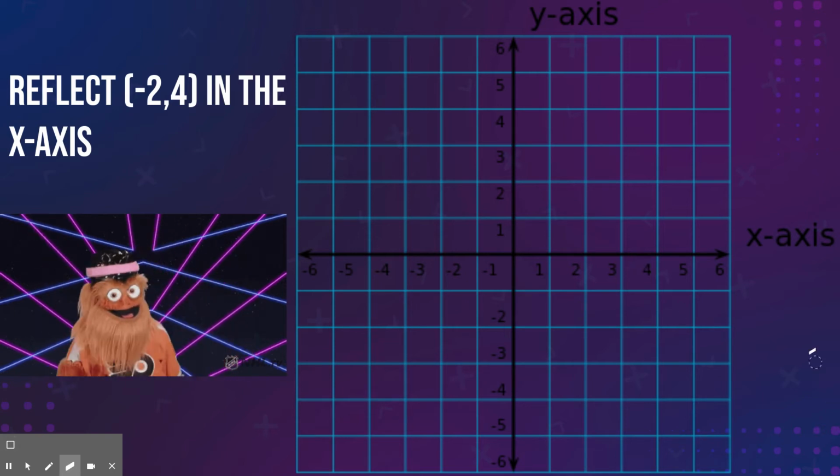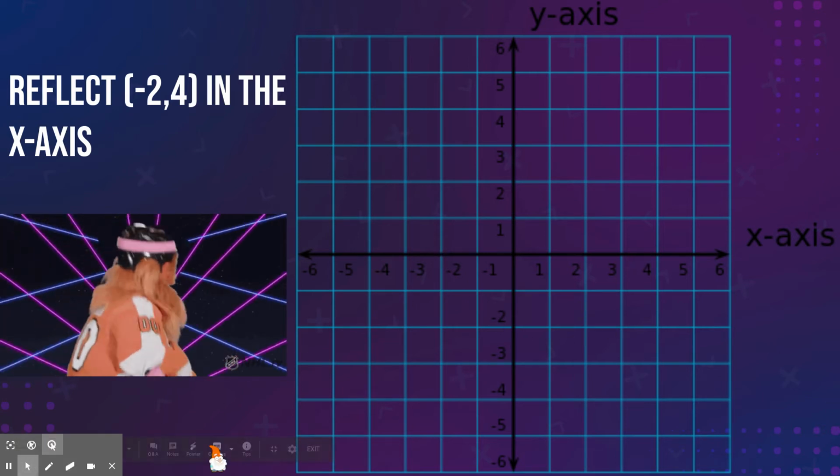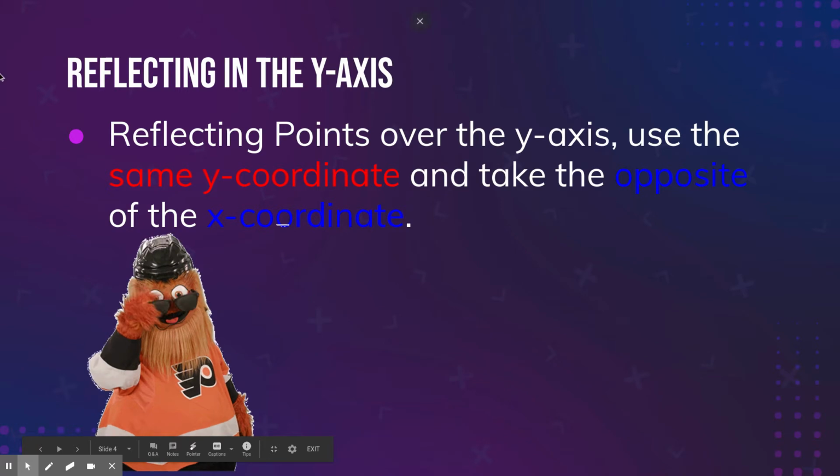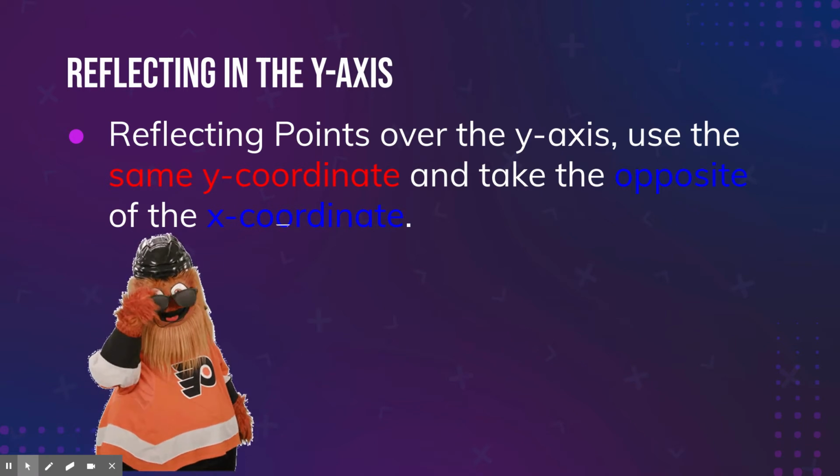Now let's talk about reflecting over the y-axis, or in the y-axis. So it's the same idea. You can go across it, over it, however you want to talk about it. It works. You're going to use the same y-coordinate and take the opposite x-coordinate. So it's basically the same thing as the x, but you're just flipping what we're doing.